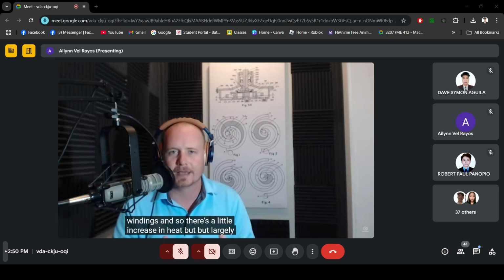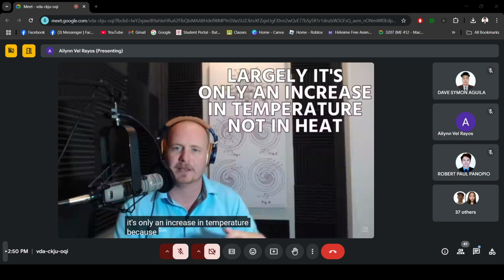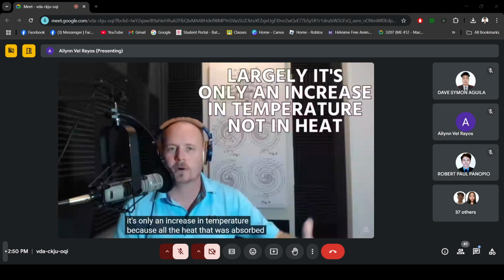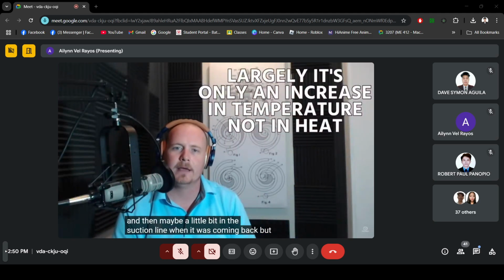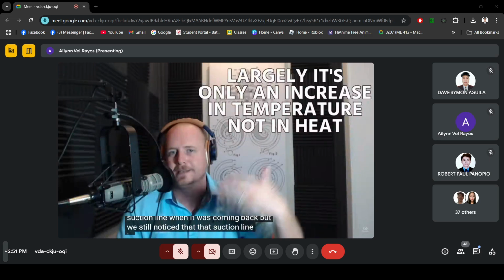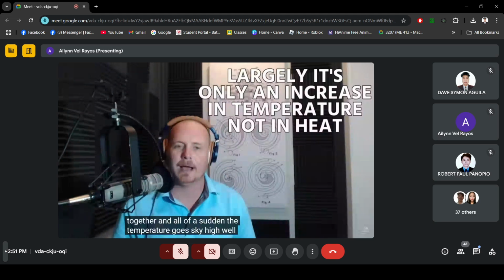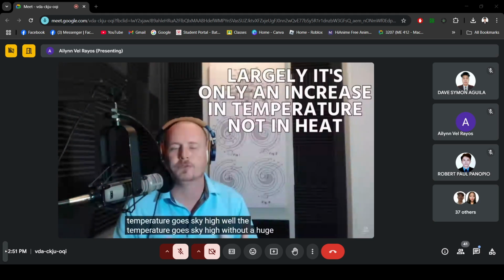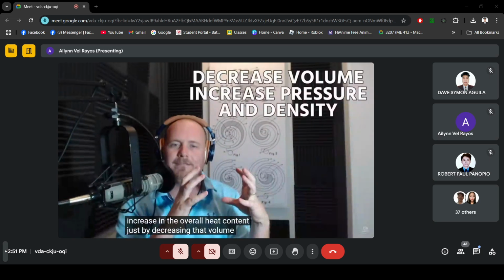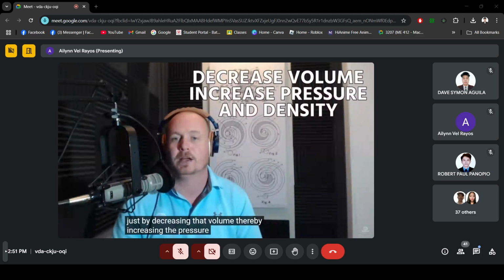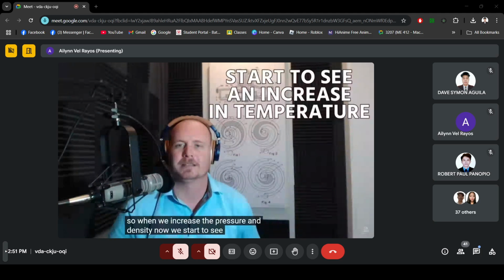But largely, it's not an increase in heat, it's only an increase in temperature, because all the heat that was absorbed in that evaporator coil and then maybe a little bit in the suction line when it was coming back. But we still notice that suction line is, say, 50 degrees. And now we force it together and now all of a sudden the temperature goes sky high. Well, the temperature goes sky high without a huge increase in the overall heat content, just by decreasing that volume, thereby increasing the pressure and the density. So when we increase the pressure and density, now we start to see an increase in temperature.